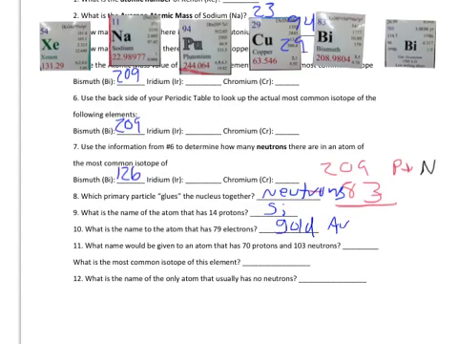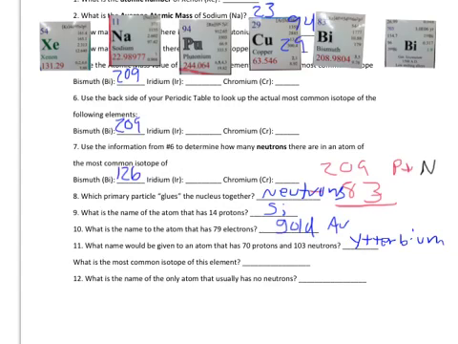Number 11, what name would be given to an atom that has 70 protons and 103 neutrons? Well, the 103 neutrons has nothing to do with it. The name comes from the number of protons, and the element that has 70 protons is, oh gosh, here you go, ytterbium. Oh gosh, can I even spell it? I would pick something crazy like ytterbium.